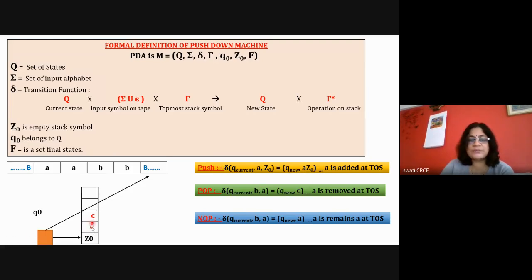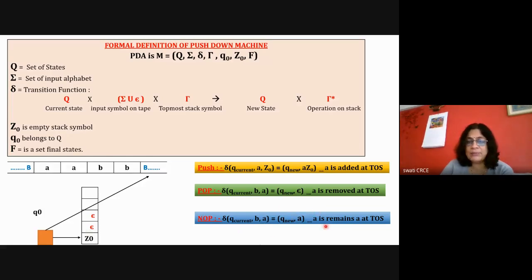The last 2 symbols in the stack are represented here. In the push operation, we replace Z0 with AZ0. That indicates it is a push operation. In the pop operation, we replace A with epsilon, which means we delete A. That is a pop operation. And in the no operation, A is going to remain A.